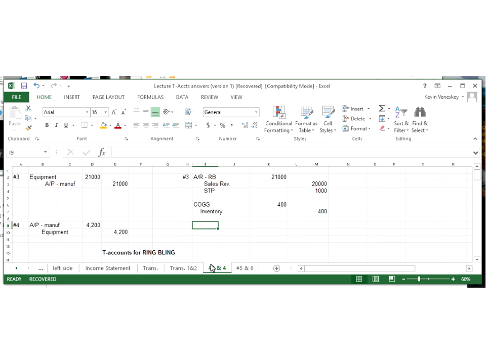From the seller's point of view, I'll start it right here with number 4. We're going to do almost identical to this, with the only exception being the sales revenue. We're now going to call it a sales return. We had a return of $4,000 just in product. We had a return of the sales tax that I have to give back. And all of that is going to come off of my customer's bill, Ring Bling.